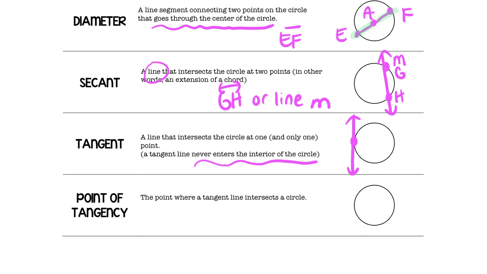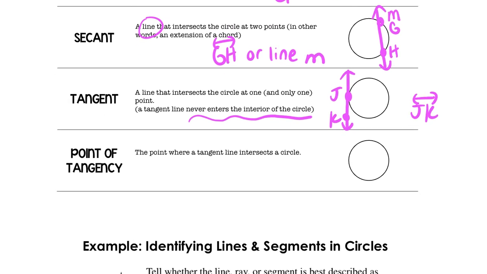Similarly, it's a line, so I can name it with 2 letters. I could put another point on that line and then name it. Or I could use a lowercase letter. So I'm going to call this JK. And then if I want to name it, I could call it JK. Or I could put a lowercase letter there and call it that.